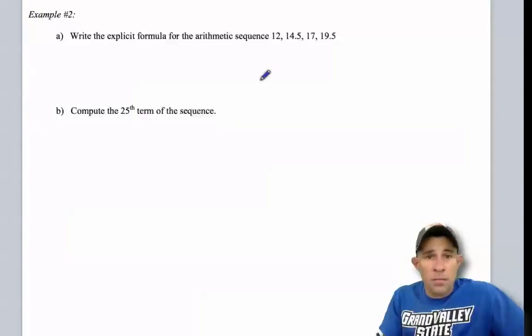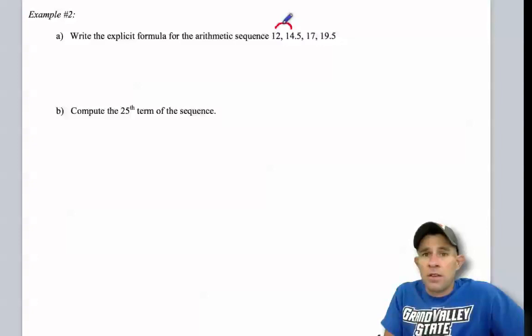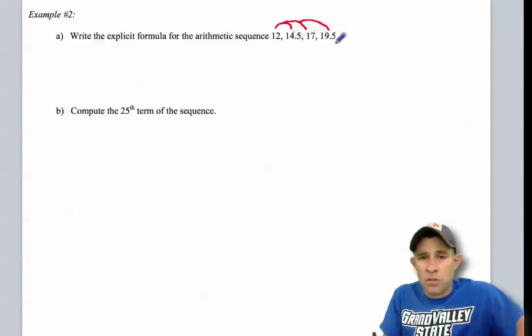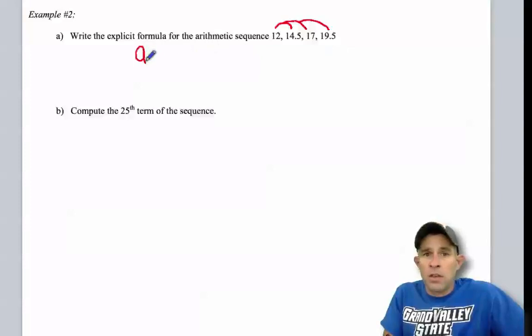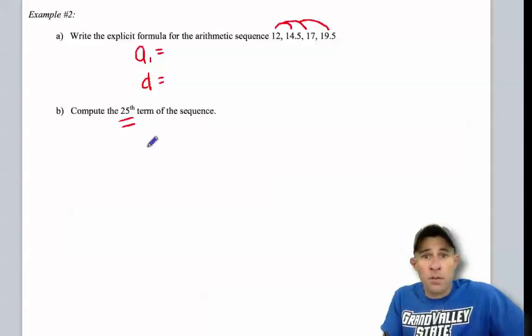Okay, our next example here gives us another arithmetic sequence. You can tell here what the constant difference is as we jump from one term to the next. You know that you need your first term and that constant difference. You're going to be asked to compute your 25th term. It's just like the previous problem. See if you can do this one on your own.